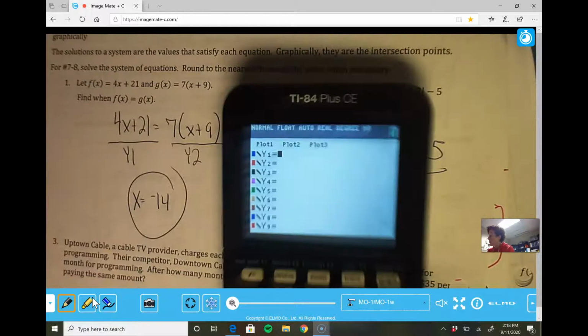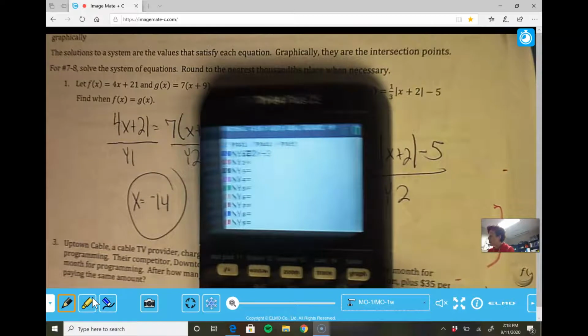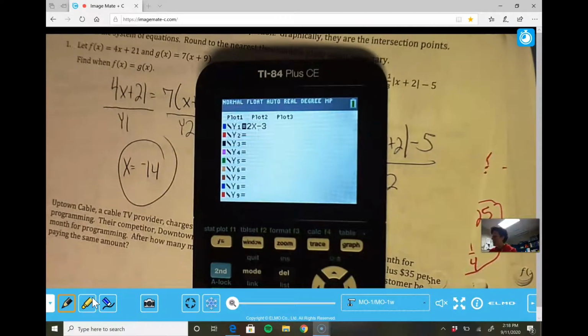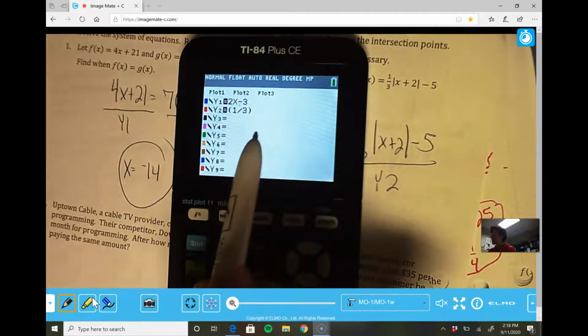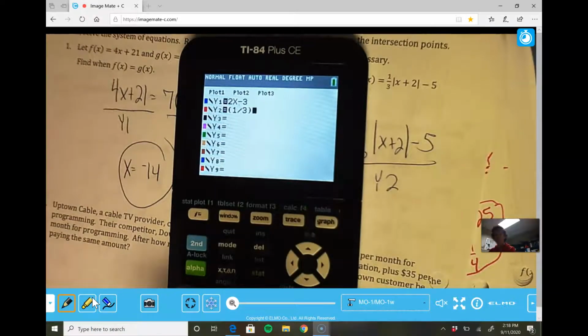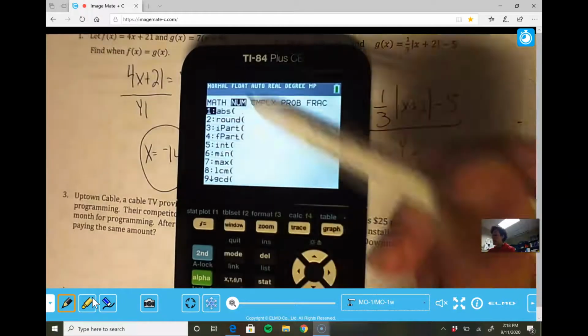And I'm going to do 2x minus 3. And then the other one is 1/3. So for the fraction, you have to put that fraction in parentheses so your calculator knows that 1/3 is your fraction. And then to get those absolute value bars, you press the math button right down here. You scroll over to NUM, and there it's going to appear.